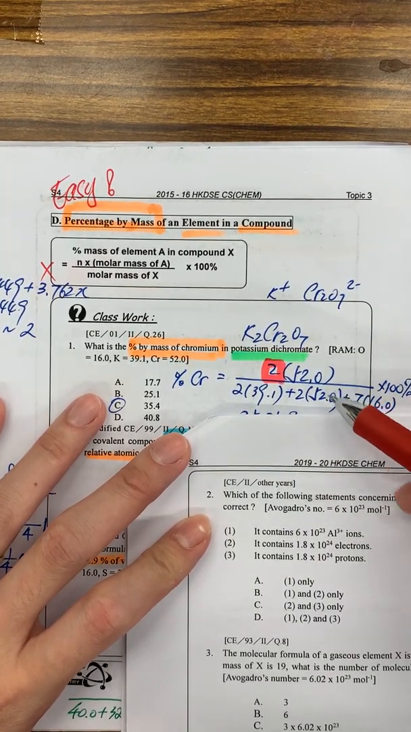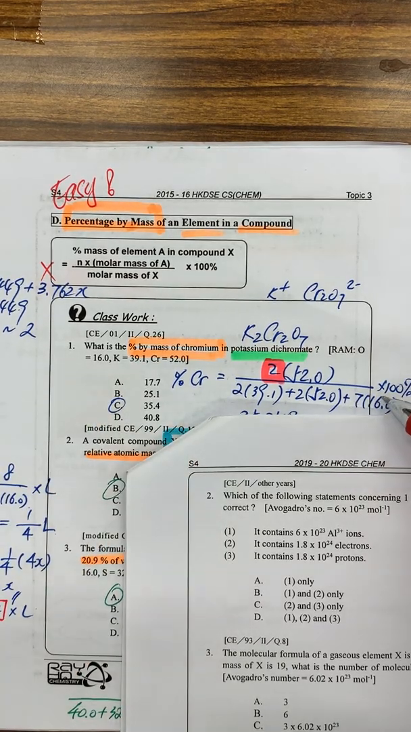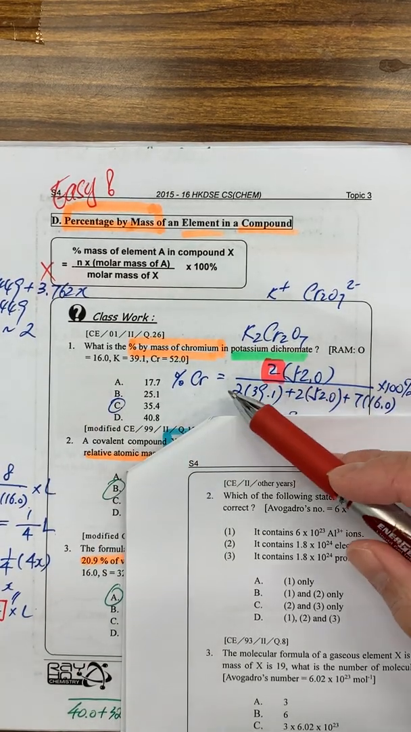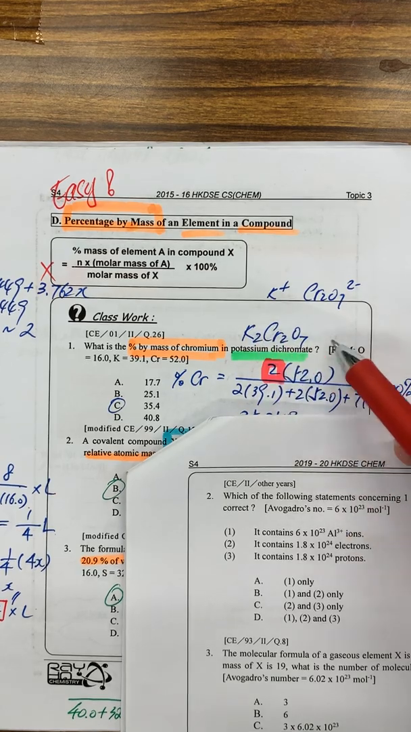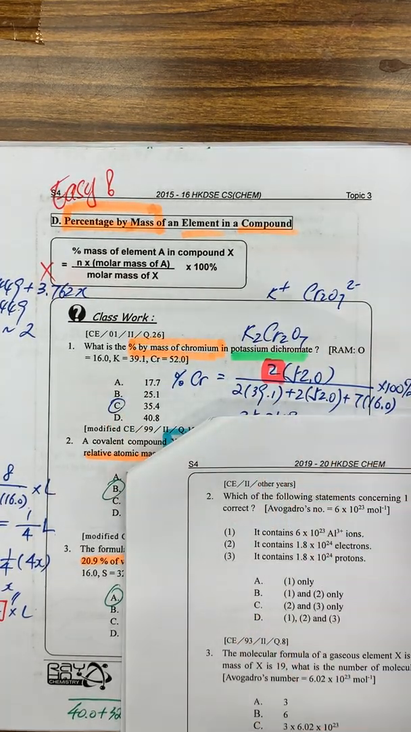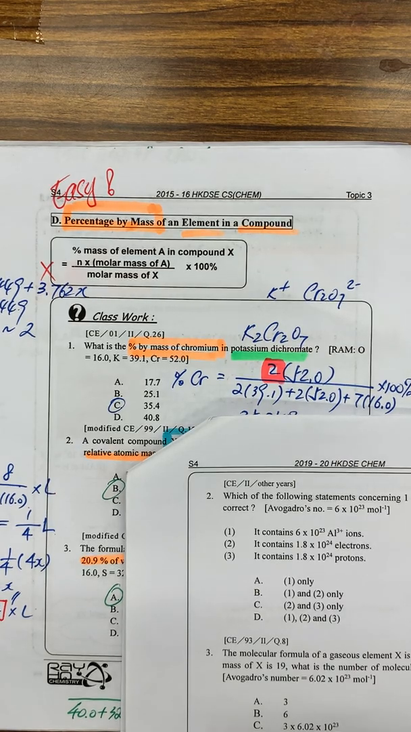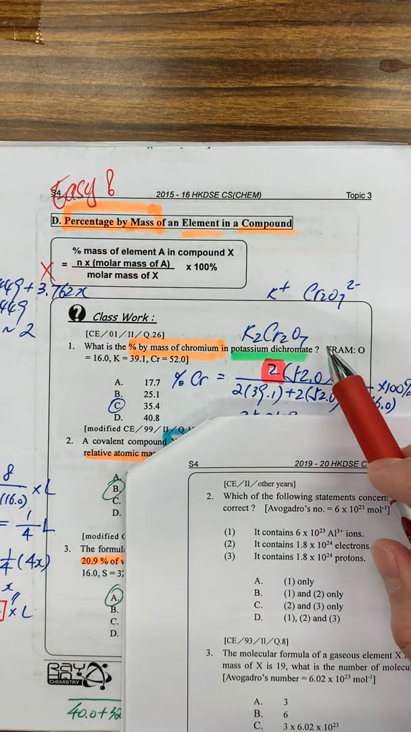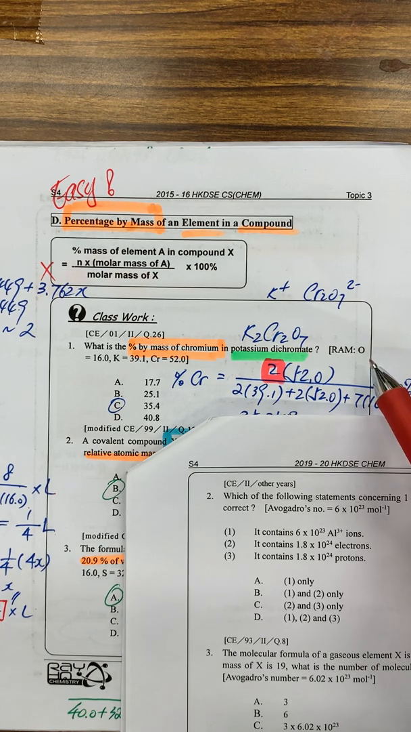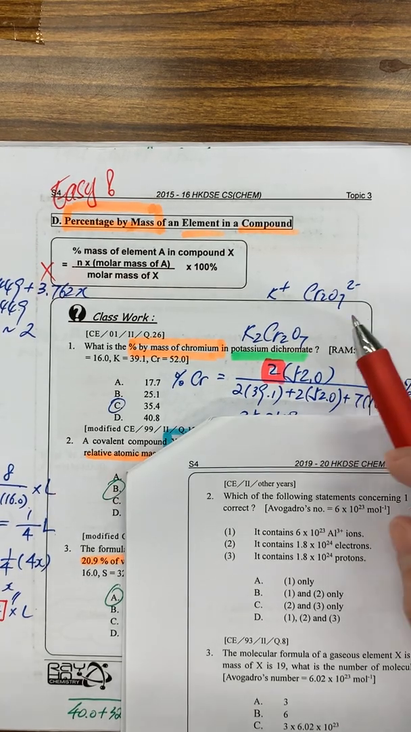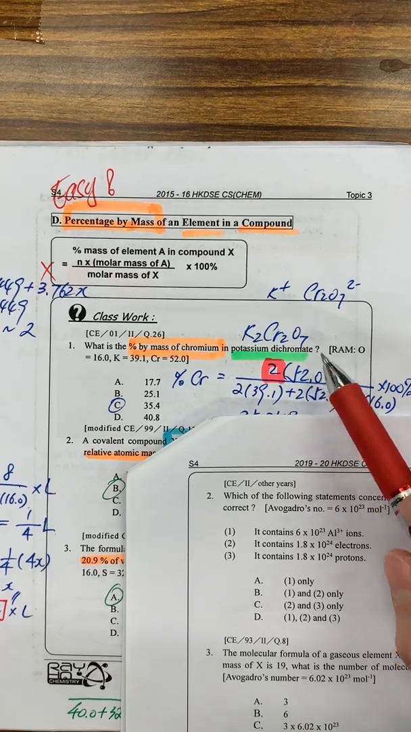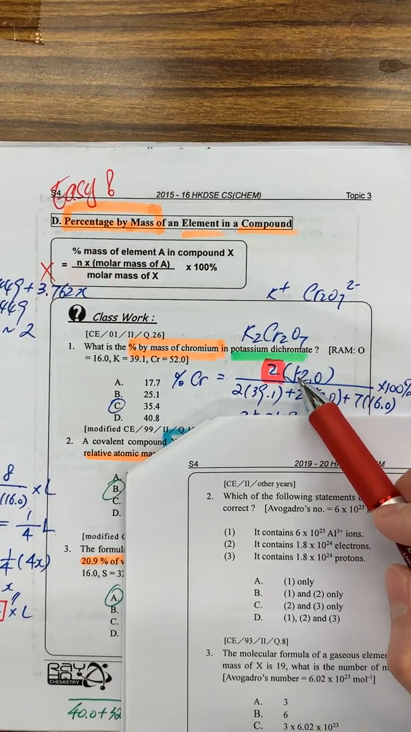What do we need to put in the fraction? On the bottom, we put the molar mass of the whole compound, already provided here, add up one by one, no difficulties. If not provided in the question, go to the last page of your question booklet. It will be provided in the periodic table. And on the top, we put the molar mass of chromium, 52, right?